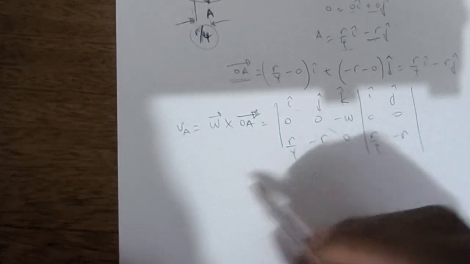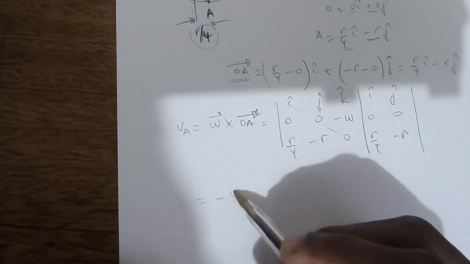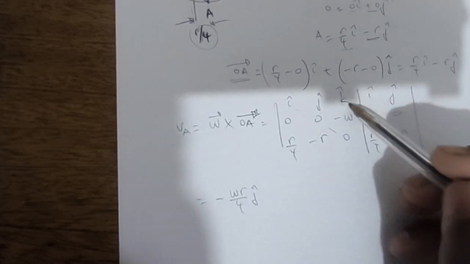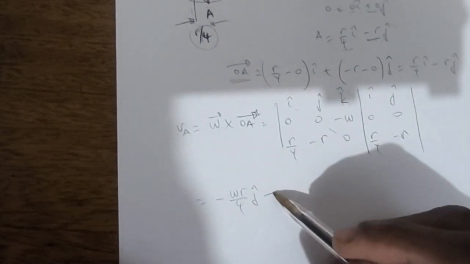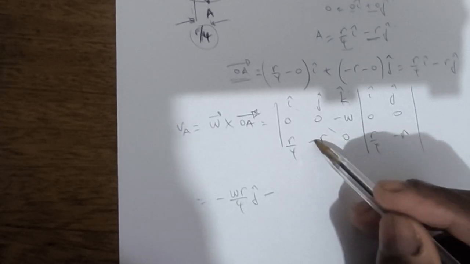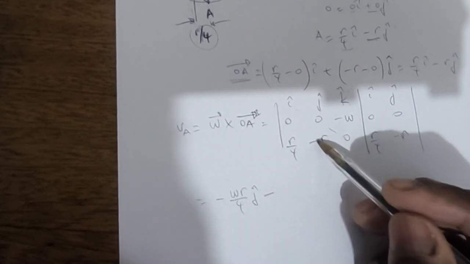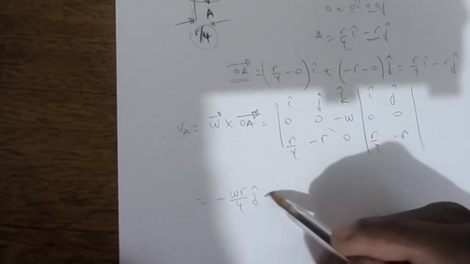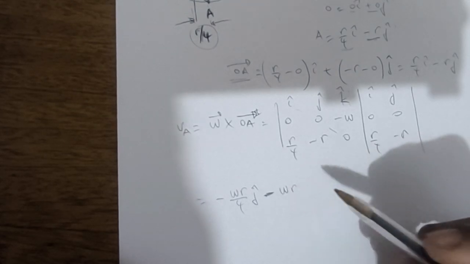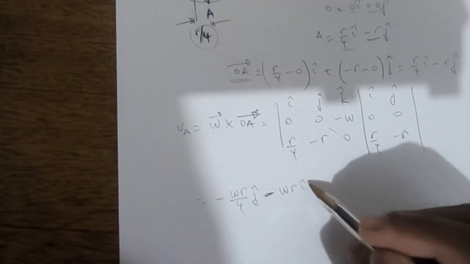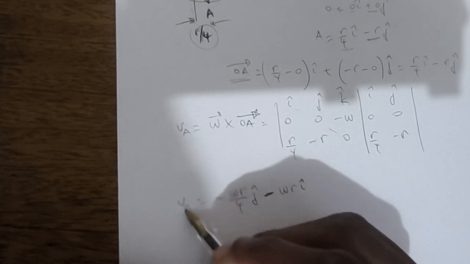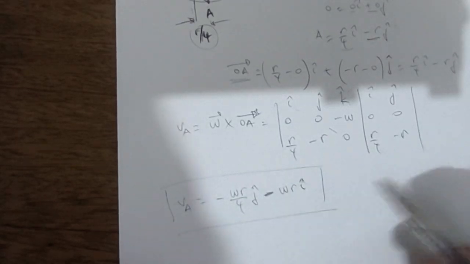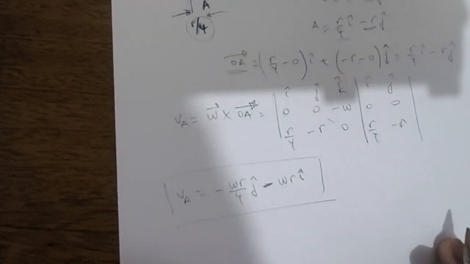So we have 0 here, and then we have minus W R quarter J 0, 0 minus, which would be plus, and then we have minus, and then minus, so we stay here minus WR E. So here we have the expression of the instantaneous velocity at the point A.